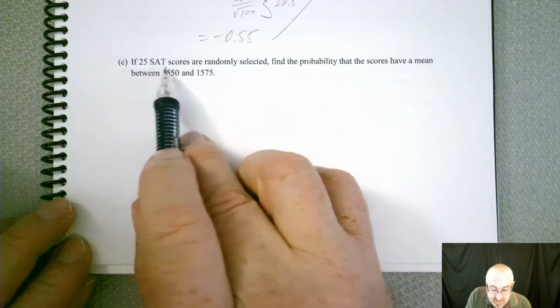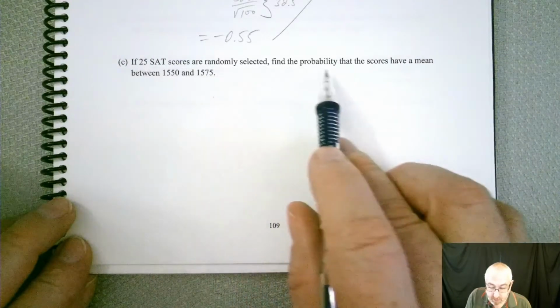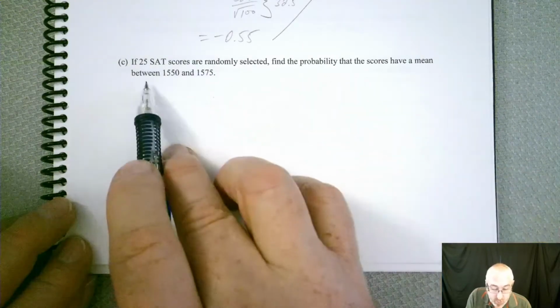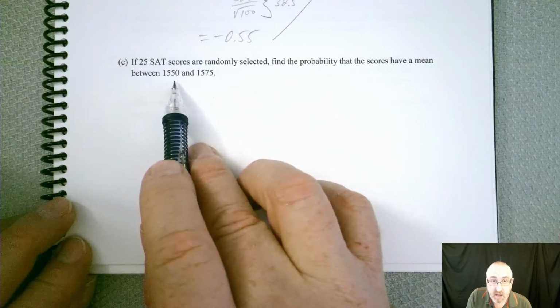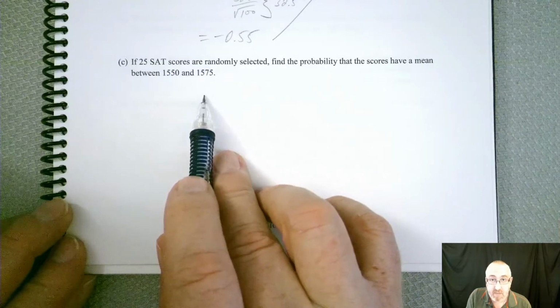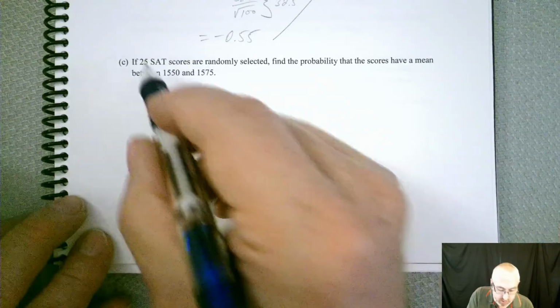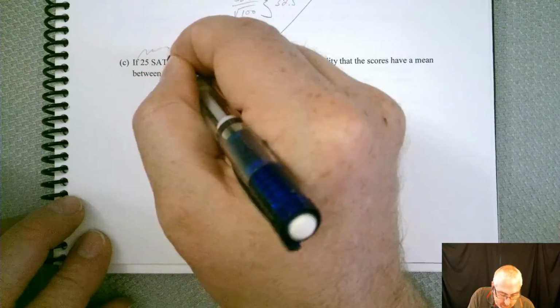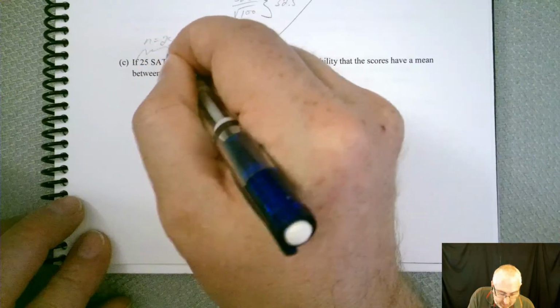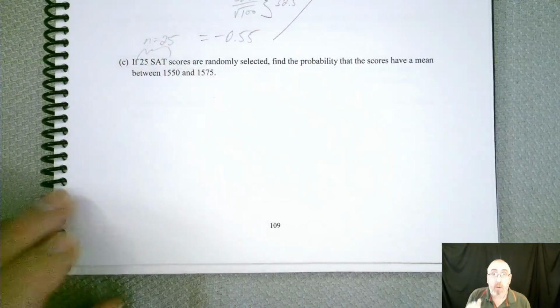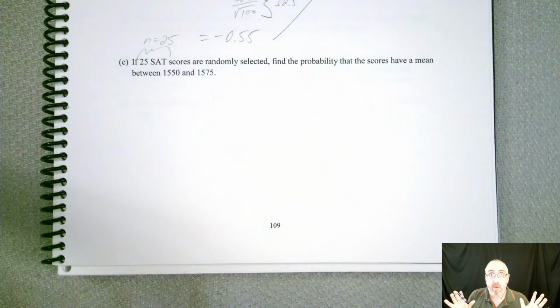If 25 SAT scores are randomly selected, find the probability that the scores have a mean between 1550 and 1575. Now, the first thing we notice is that n is equal to 25. And now some bells and whistles should be going off because remember, 30 is that magic number we talked about on the previous page. We're not at 30, we're below it. So are we stuck? Can we do this problem at all?